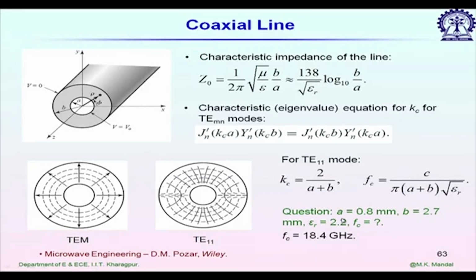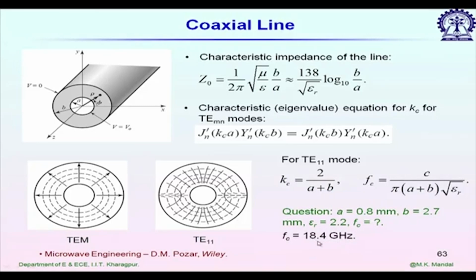Let us say we have a coaxial cable, the inner radius A is given as 0.8 millimeter and B is 2.7 millimeter. Epsilon r of the material used between the conductors is 2.2. Then what is the cutoff frequency of TE11? If you just put the values here, we will get Fc equal to 18.4 gigahertz.